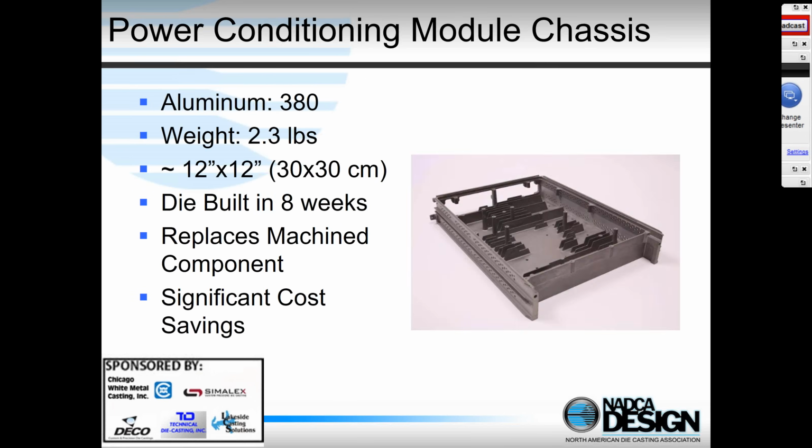So here, a second example, this is a power conditioning module chassis. This is for rack-mounted electronic components. Here we can see thin walls. We've got very thin fins in the casting. We've got some small holes. What's interesting about this one is that the die caster that produced this part specializes in building dies very, very quickly, so they were able to build the die in 8 weeks and produce initial castings.